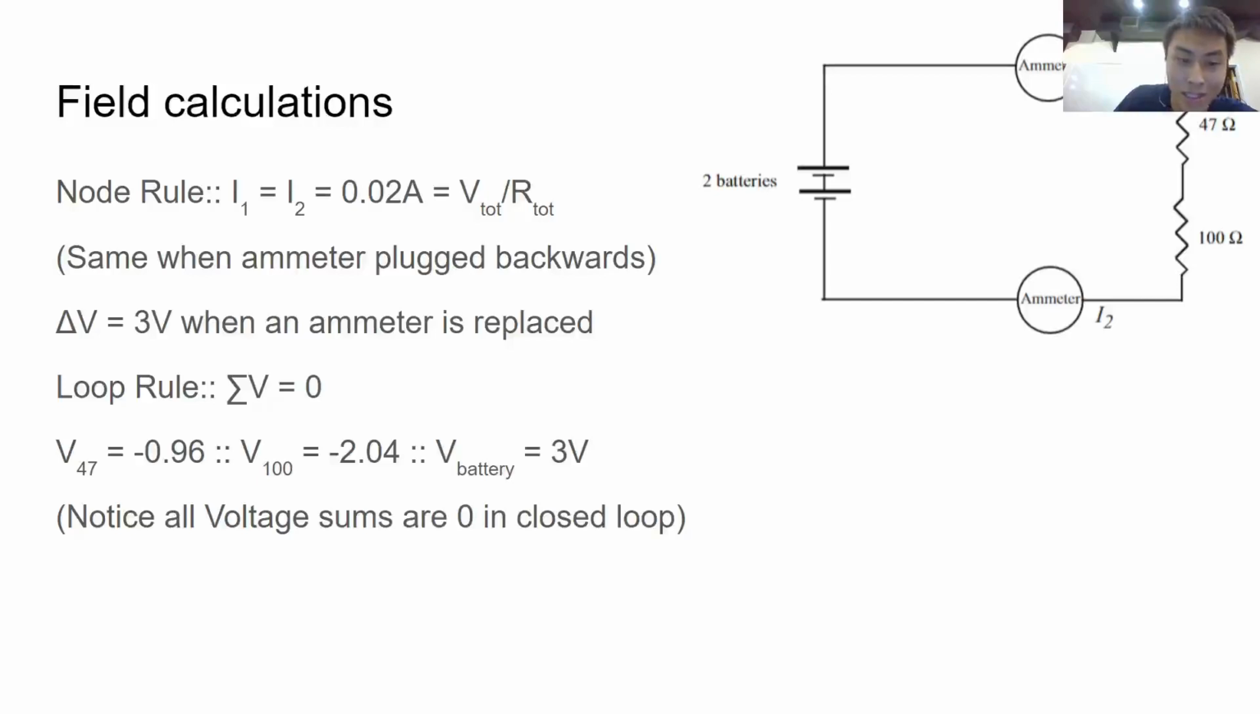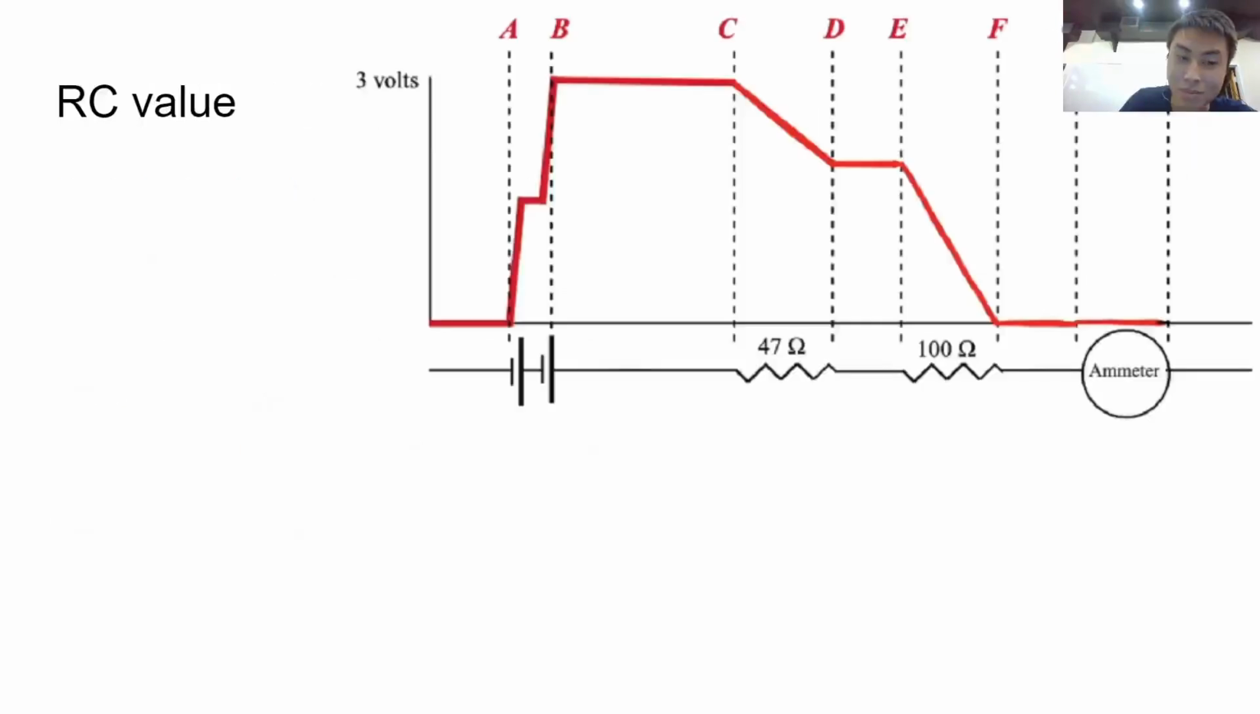we could also say that from loop rule, we say that the summation of voltage is equal to 0. The reason why we make the distinction here is because now that you have your 3 volts total, you could double check your results once you find the voltage from 47 and 100 ohm resistors. These values are found by taking the idea that V is equal to IR and rearranging, you should be able to find voltage. And the summation of these two voltages from the resistors should be equal to 3 volts.